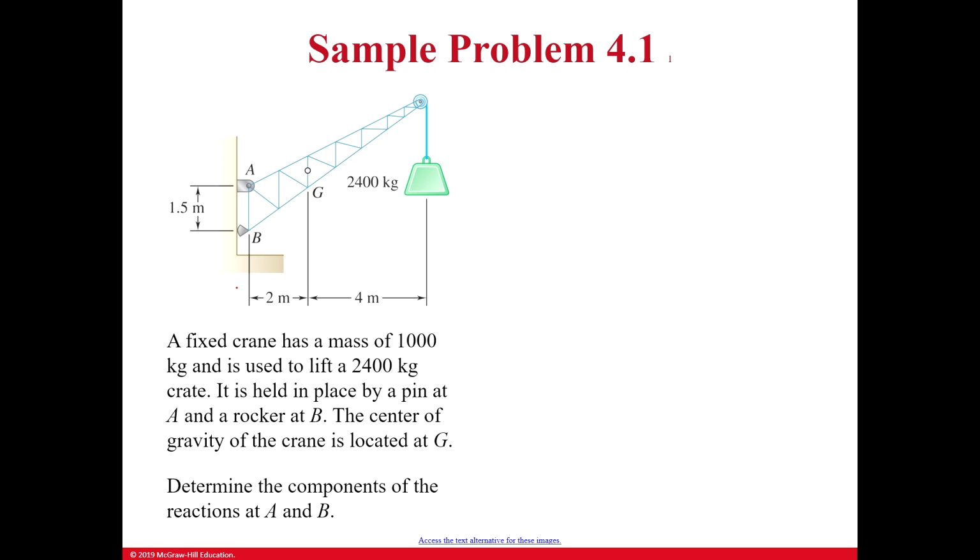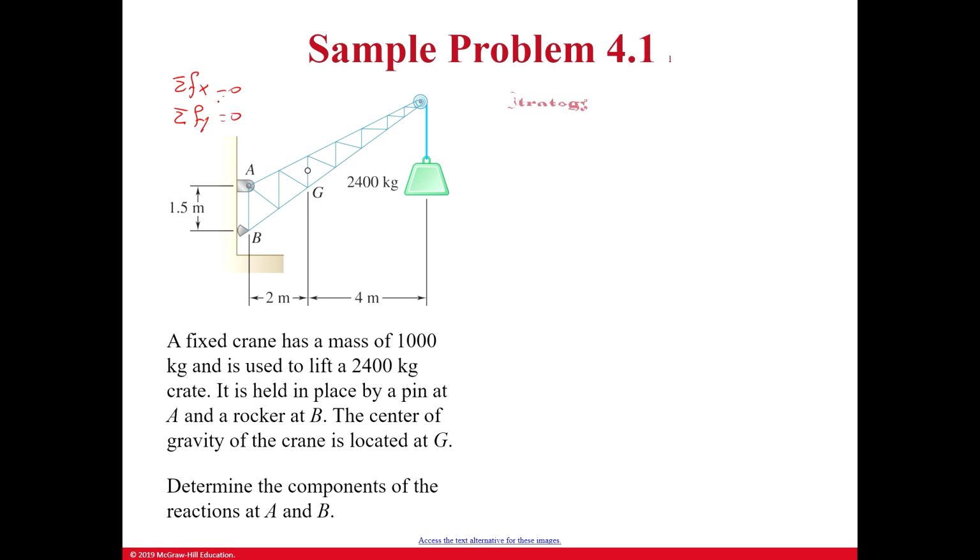All right, so, oh, there you go. So this is the example that we were talking about. They're telling us that a mass of 2,400 kilograms is lifted. It's held in place at A and B. Determine the components of the reaction at A and B. We already know how to do this: summation of forces in X and summation of forces in Y equals zero.